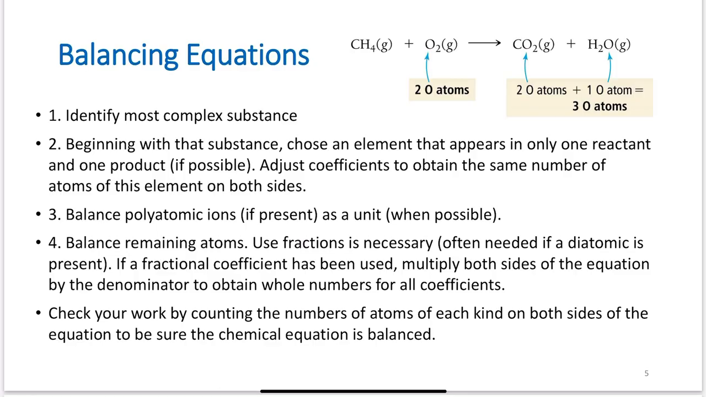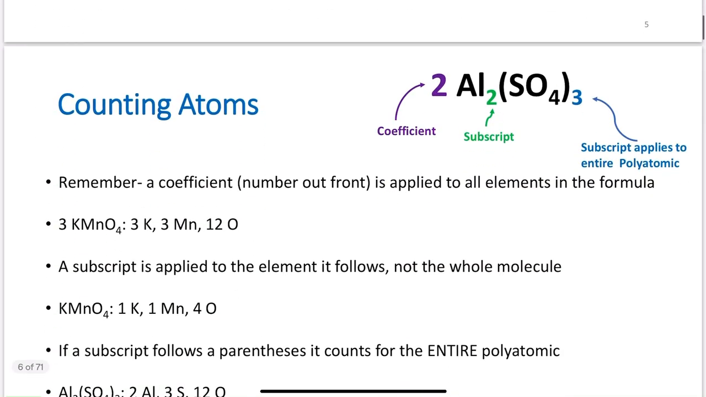Balance the remaining atoms using fractions as necessary. You will often need to use a fraction if you have a diatomic. Not always, but often. Okay, if you have a diatomic present in your reaction. If a fractional coefficient has been used, multiply both sides of the equation by the denominator to obtain whole numbers for all coefficients. Check your work by counting the number of atoms of each kind on both sides of the equation. Be sure to check that the chemical equation is balanced at the end.